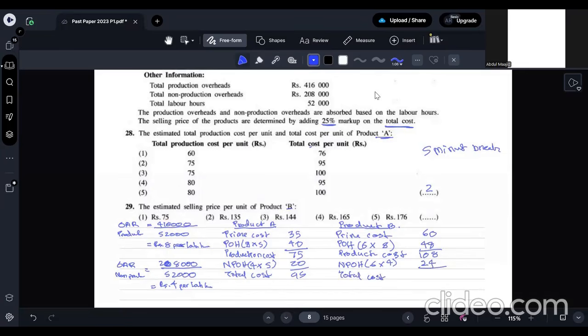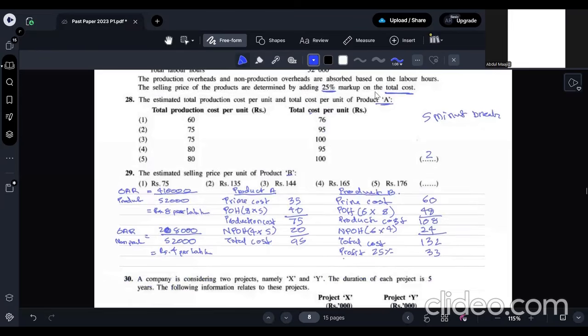108 plus 24, that is 132. On this total cost, you have to add a profit of 25%. 25% of total cost will be 33. So then you can find your selling price as 165. Answer number 4. Okay. Then the 30th one.